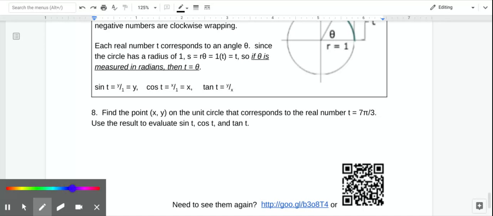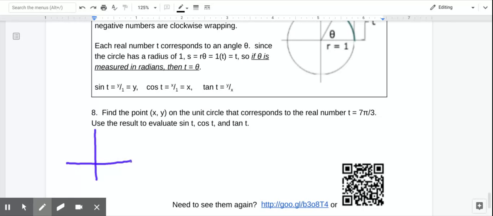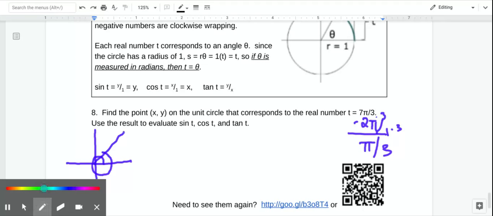All right, so we need to figure out where 7 pi over 3 is when we put it here. That's more than 2 pi, okay? So I'm going to find a coterminal angle by subtracting 2 pi. We're going to get common denominators, so it's going to be pi over 3. So 7 pi over 3 is the same thing as pi over 3. So we've gone all the way around the circle, and then we've gone pi over 3. So the reference angle for this is going to be pi over 3, or 60 degrees.